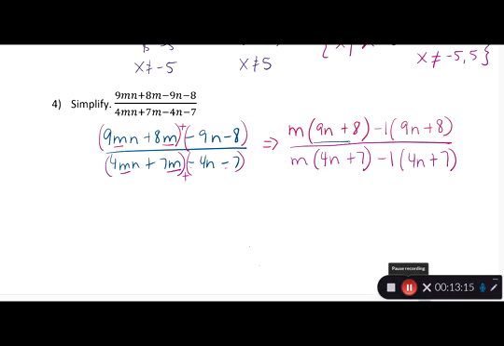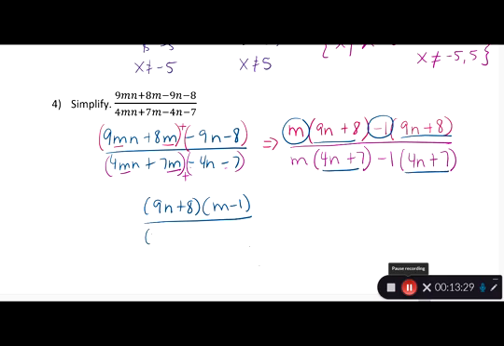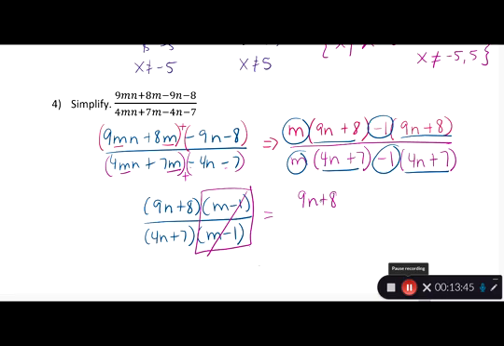Which is where we say now the top both have this. So I have 9n plus 8 times m minus 1. And the bottom one both have a 4n plus 7 times m minus 1. Now we have an m minus 1 over an m minus 1, and they cancel out, and we are just left with 9n plus 8 over 4n plus 7.